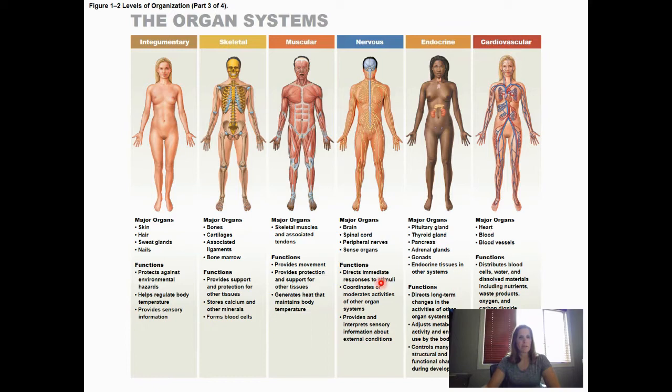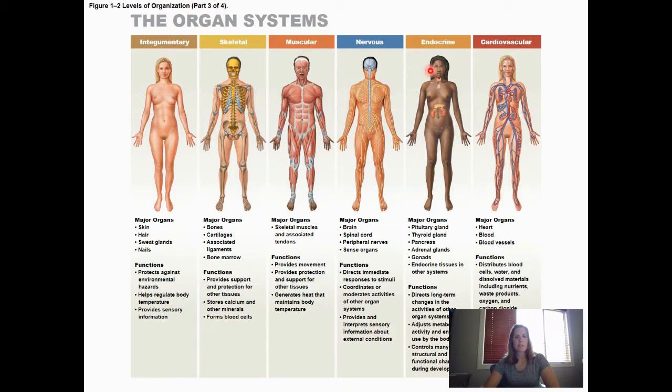So we will cover the integumentary system. So you might say, huh, what's that? Well, integument is referring to the skin. So the major organs: skin, hair, sweat glands, and nails. So after homeostasis, our introductory chapter here, we do get into the integumentary system. And then there's the skeletal system, the muscular system. We do these first semester.